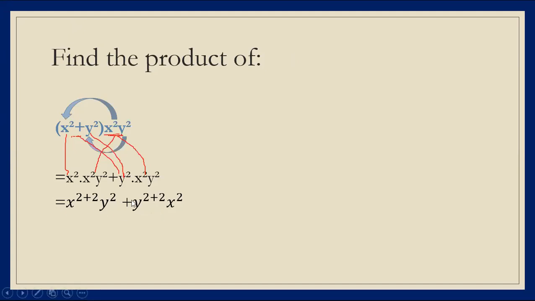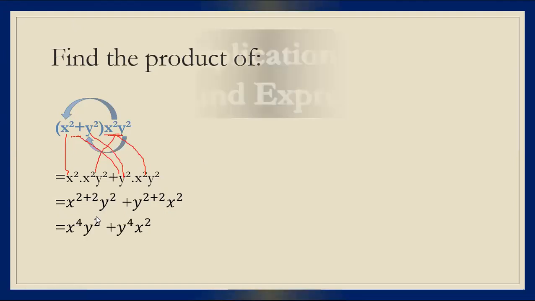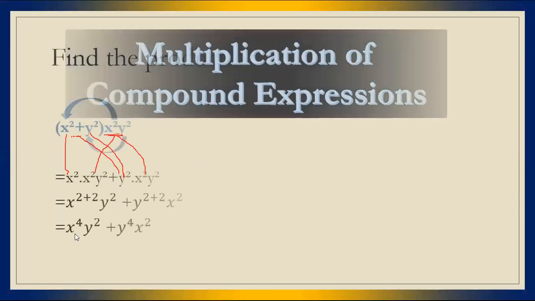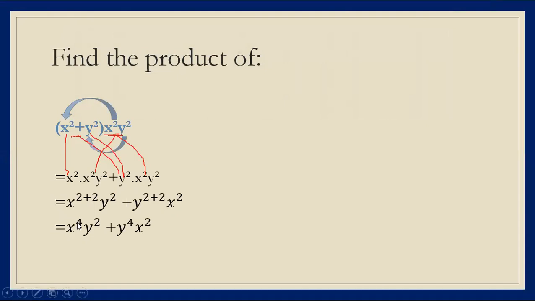Now, plus sign is there. Here the base is y square and y square. So we can add their powers. Y power 2 plus 2. And x square is written as it is, right? Now, x power 2 plus 2 means x power 4, y square plus y power 2 plus 2 means 4, and we get x power 4, y power 4.